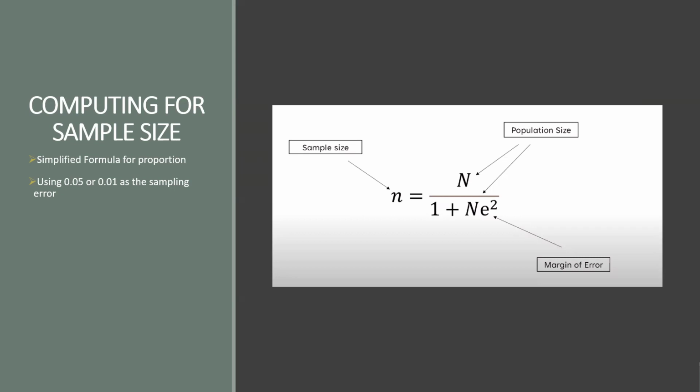So for the actual formula, we have here small letter n, or the sample size, is equal to capital N, which represents again our population size, divided by 1 plus the product of your population size and the square of your margin of error. So for you to appreciate Slovin's formula, let's have sample problems here.